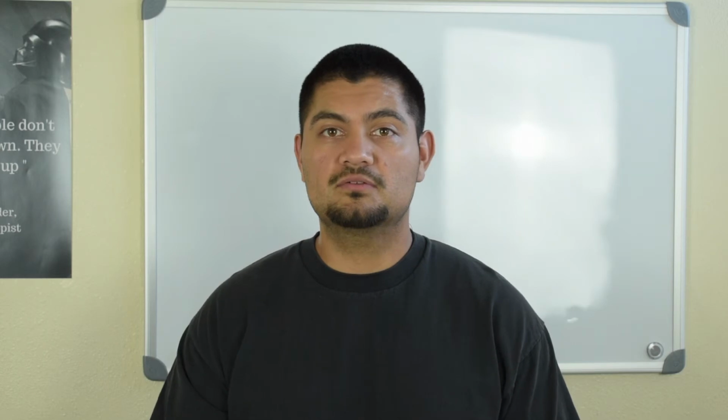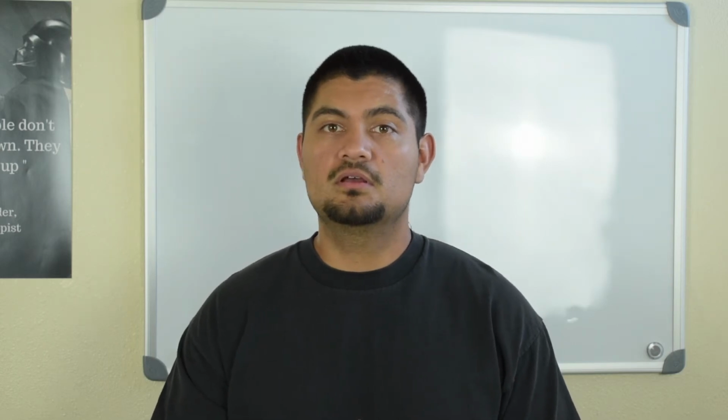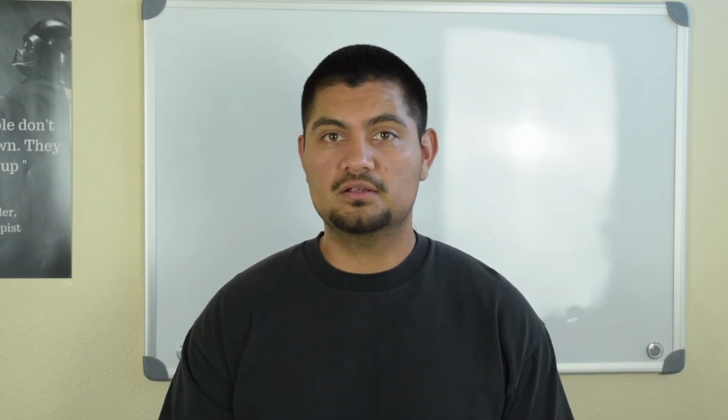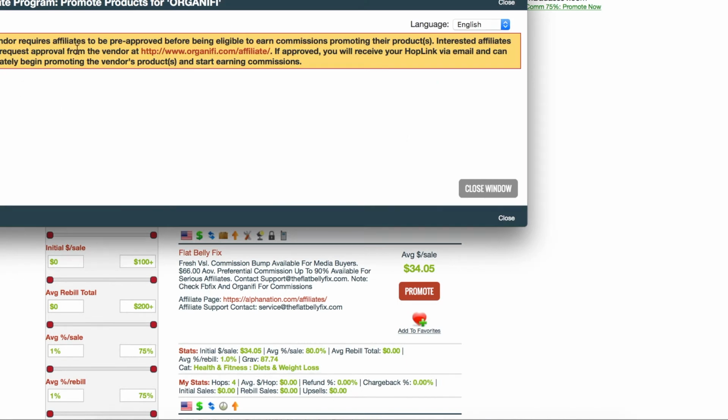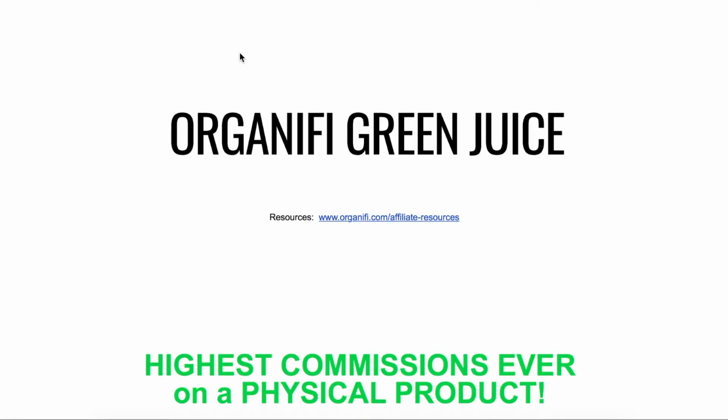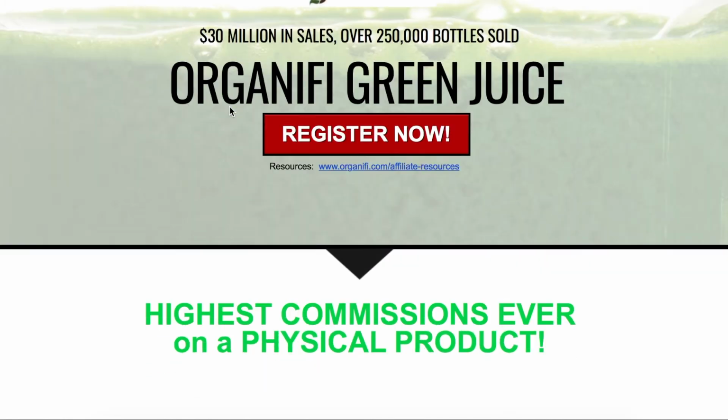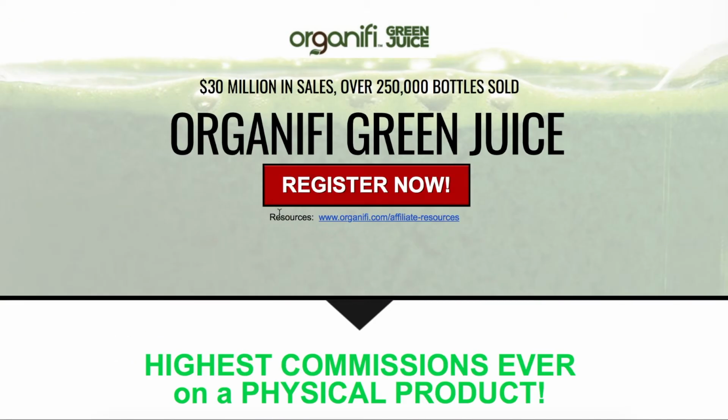So with most products, vendors are usually going to allow you to promote their products anytime. But some vendors are going to have to pre-approve you before they allow you to promote their products. They want to make sure that you have some experience with affiliate marketing. They don't want to just let any and everybody promote their products. They want to have people who actually know what they're doing. So you might have to go to their website and sign up for their specific affiliate program.